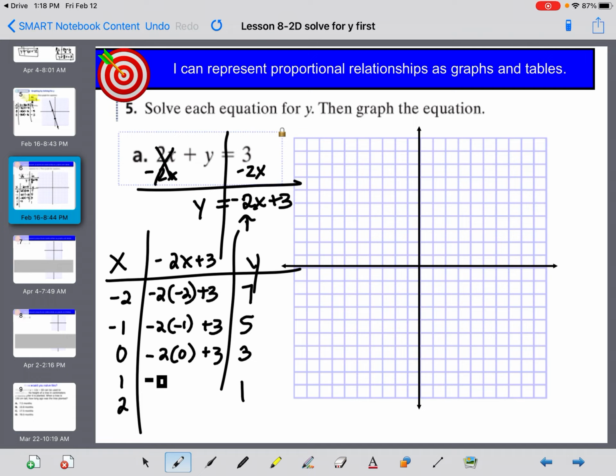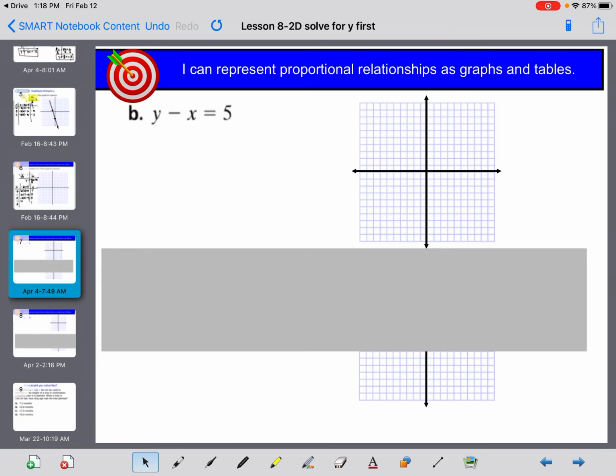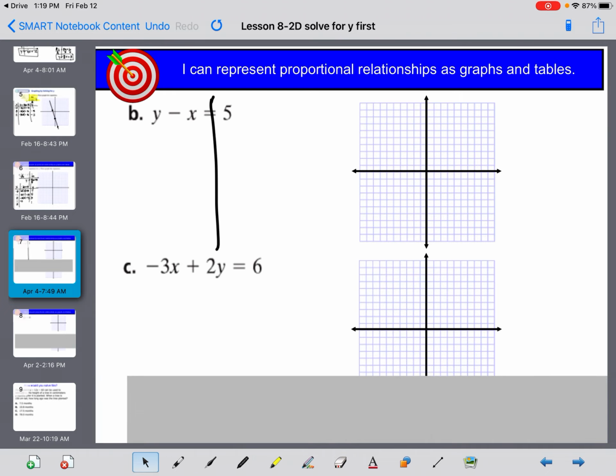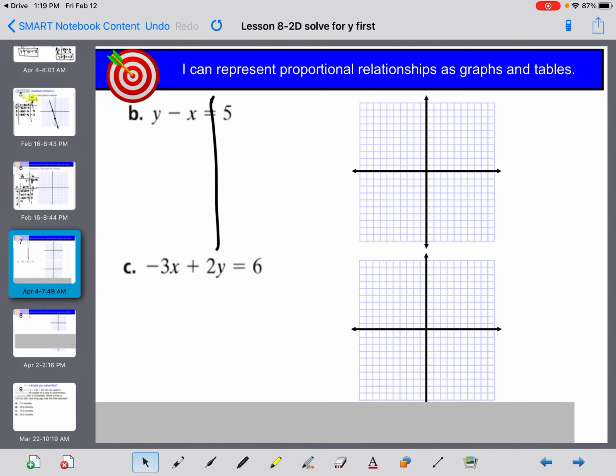And so now I'm ready to graph. Negative 2, 7. You can graph that one. We're going to make this go a little faster. We want to focus on practicing the solving for y and making a table. All right, letter B, solve it. Also solve this one. Try B and C with the video on pause, and then continue when you're ready to compare those answers.